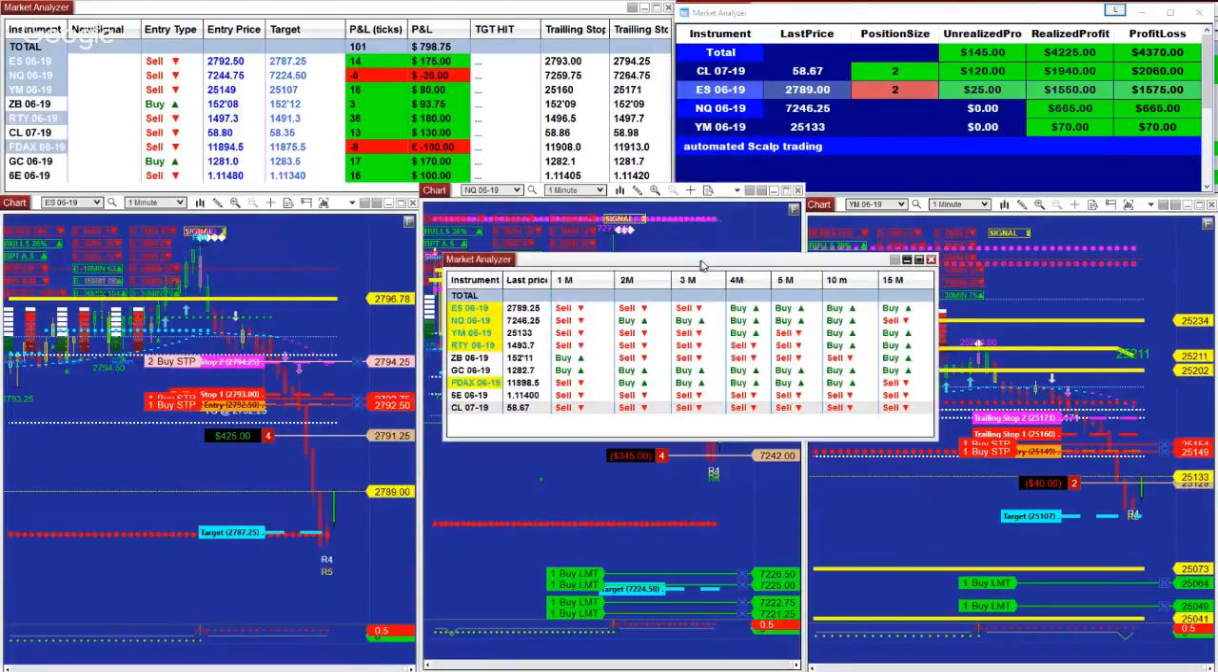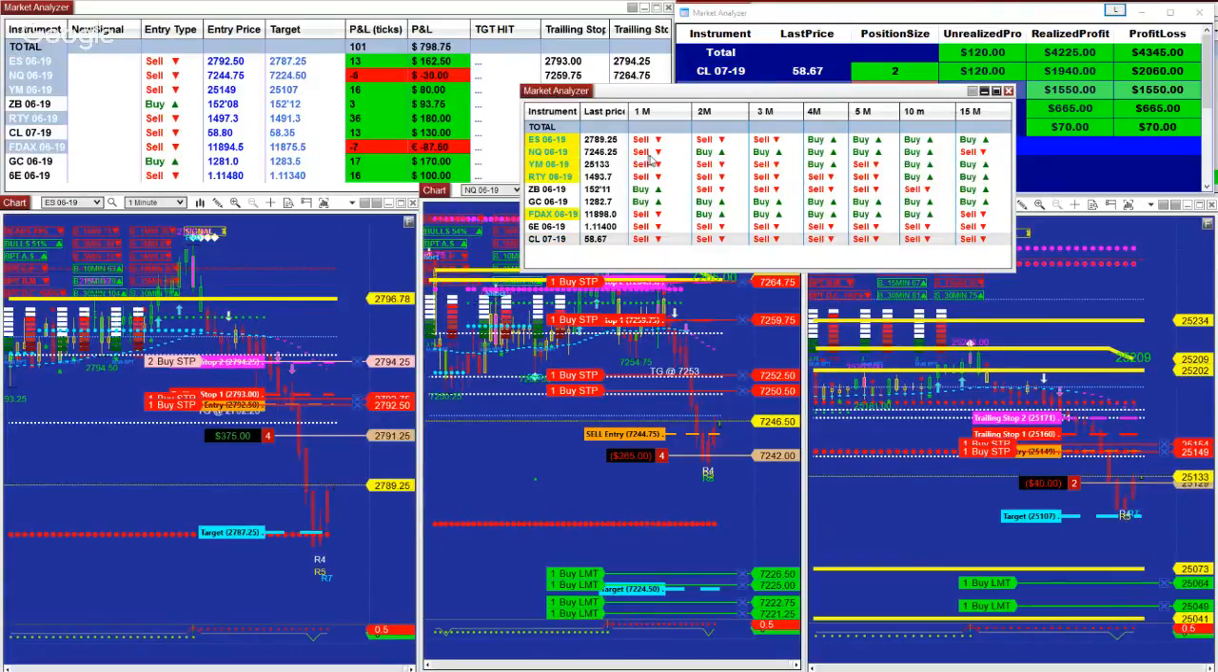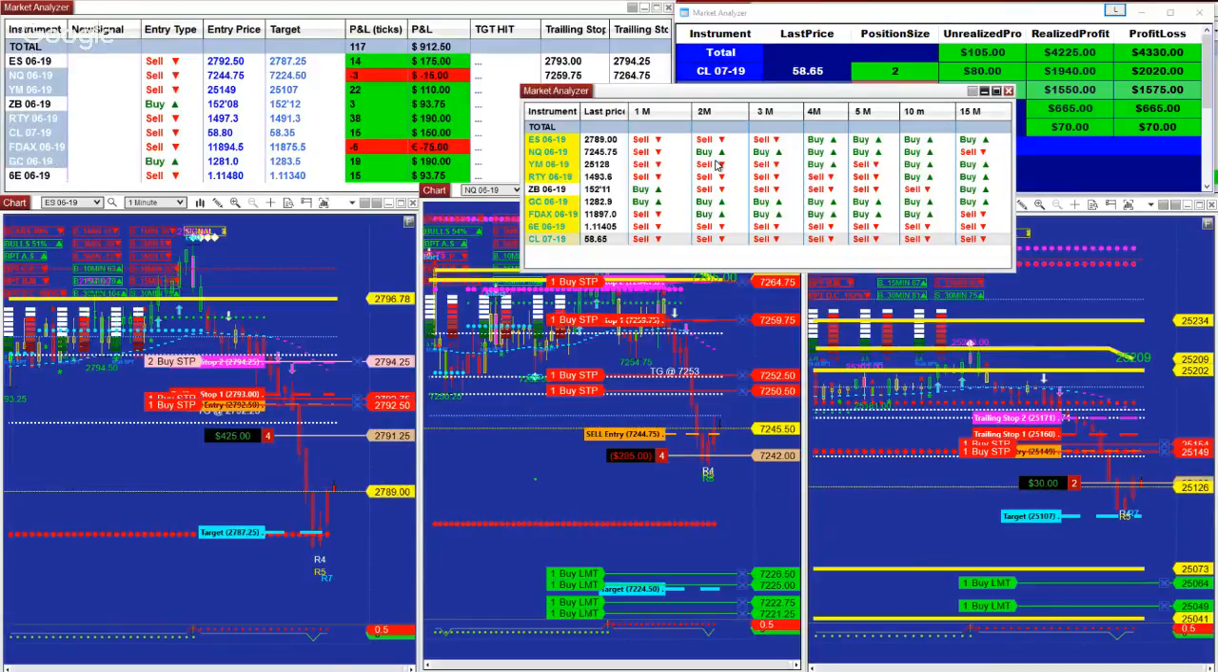Now look at this market analyzer, and you can see how nasty it is with the NASDAQ. Look at this. It is weak, actually, on the NASDAQ, and the Russell is much stronger to the short side than the NASDAQ.